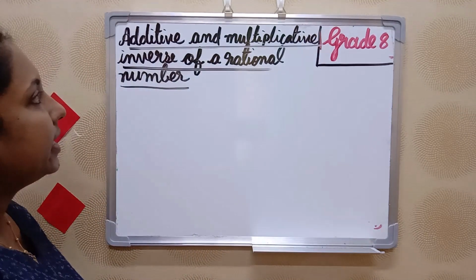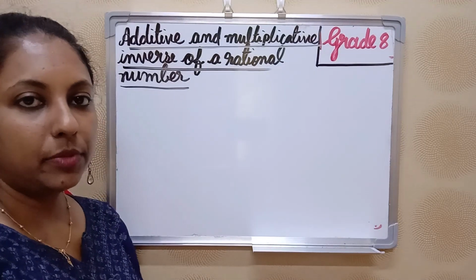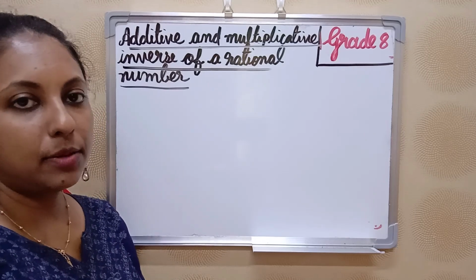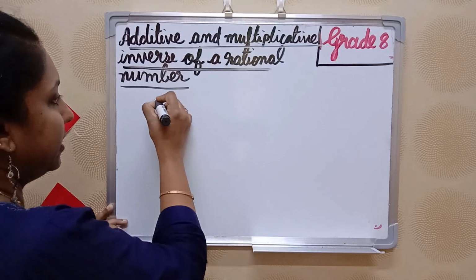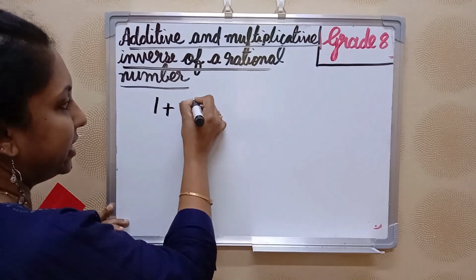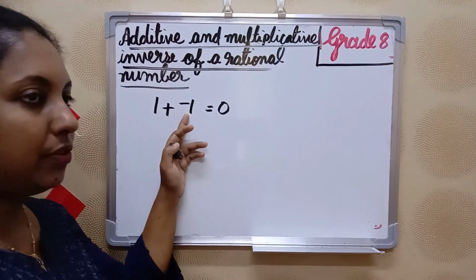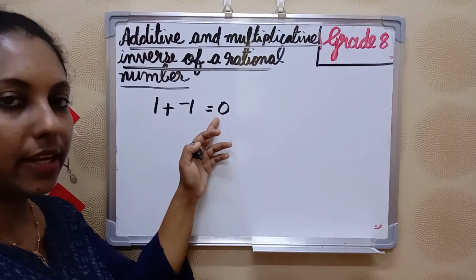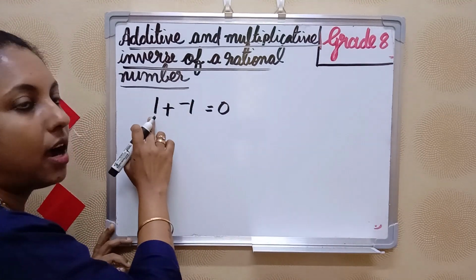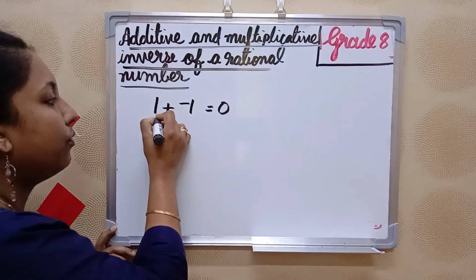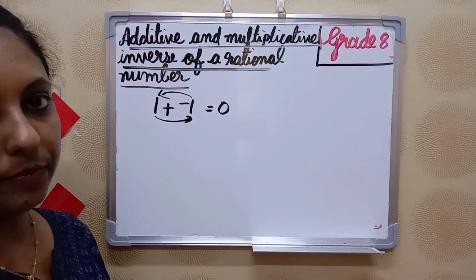Today's topic: additive and multiplicative inverse of a rational number. Let me explain. By which rational number would you add 1 to get 0? Obviously, 1 plus negative 1 is equal to 0. When we add negative 1 to 1, we will get 0. That means negative 1 is the additive inverse of 1, and 1 is the additive inverse of negative 1.